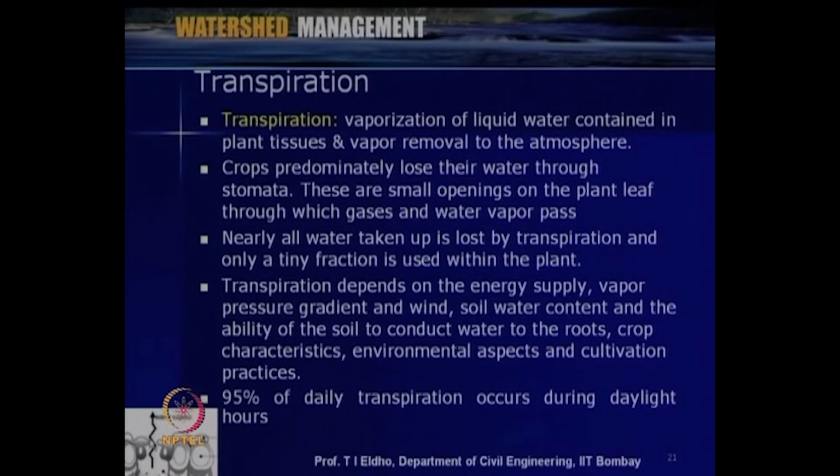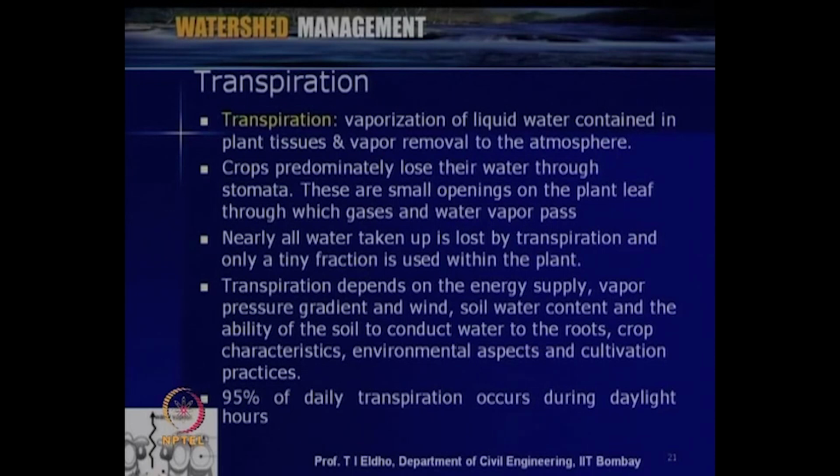You can see that this is the typical cell structure within the leaf. This is the so-called stomata. These are small openings, as you can see here, on the plant leaf through which gases and water vapor pass. Nearly all water taken up is lost by transpiration, and only a tiny fraction is used within the plant.